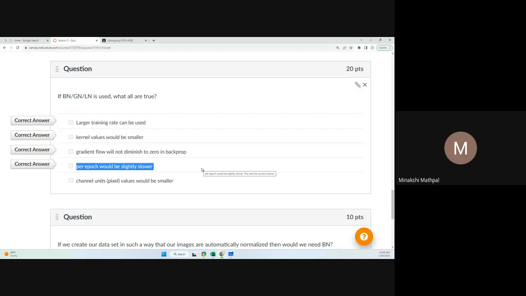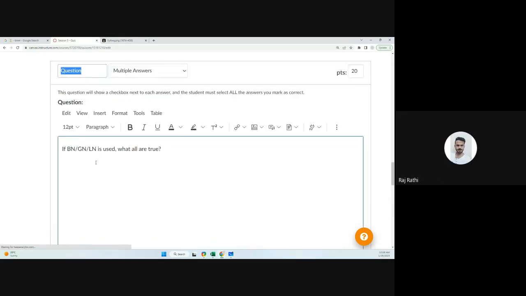Yeah, so this is because we are doing some extra calculation of, correct. Okay. Correct. Now, channel units, pixel values would be smaller. So this should also be correct, right? Because the values are already small, like we are entering the very small values. Correct. We are normalizing it, so it should.